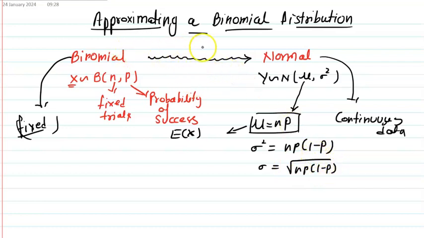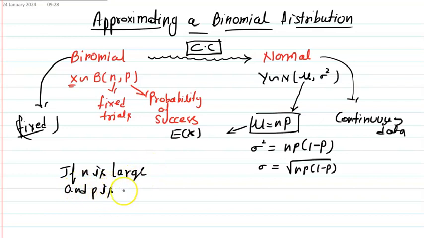And to convert binomial into normal, we will use continuity correction. What is this continuity correction? That I'm going to explain now. If n is large and p, the probability of success, is close to 0.5, then you can convert the binomial distribution into a normal distribution by using continuity correction. Is that okay?